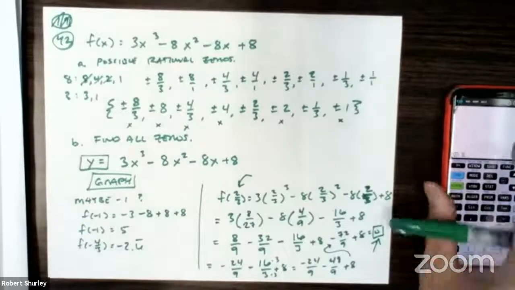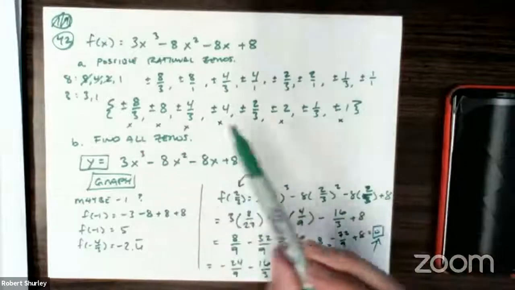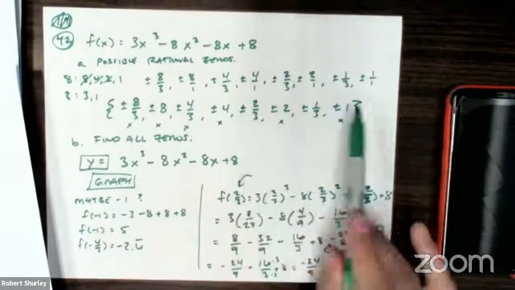So let's clear that out. So we know, look, we didn't have to plug in all of these potential rational zeros. This is kind of an extreme example, okay? We did not have to plug in all those zeros.